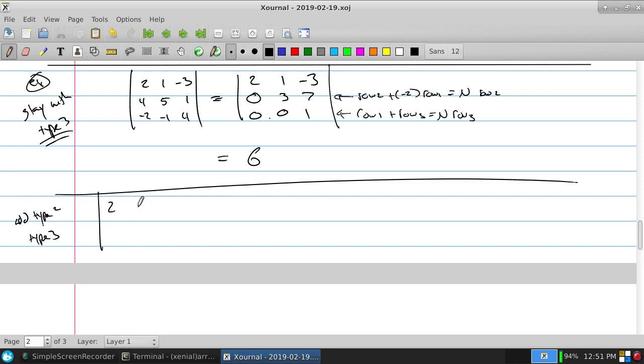So I'm starting off with 2, 1, negative 3, 4, 5, 1, negative 2, negative 1, and 4. Let's say I take this row here and take 1 half of it. So that's 1 half, negative 3 halves. These are not equal anymore. I took 1 half of that, so what happens to the determinant to get back to the real one?